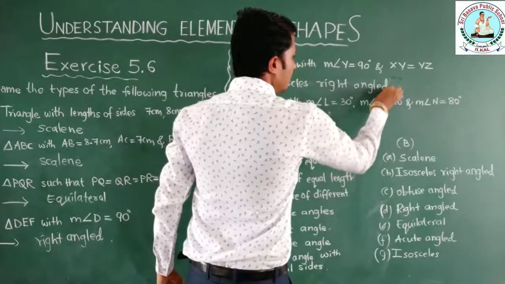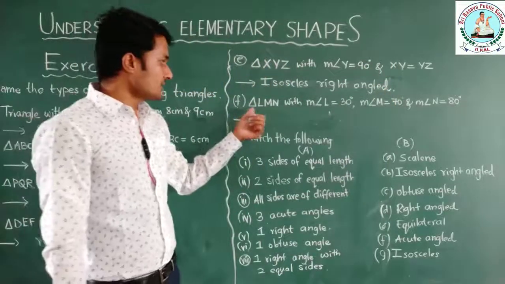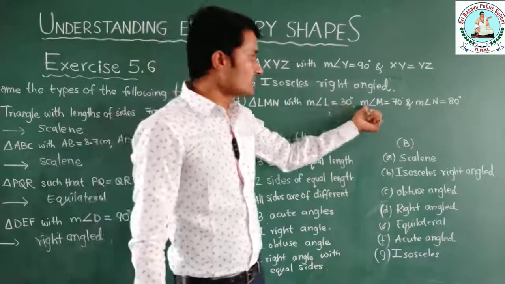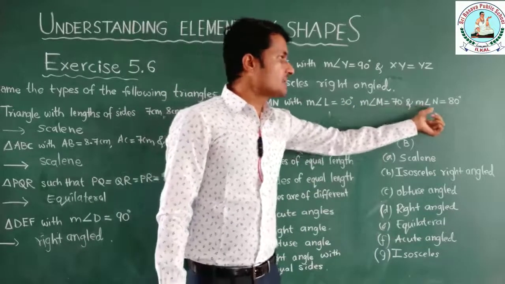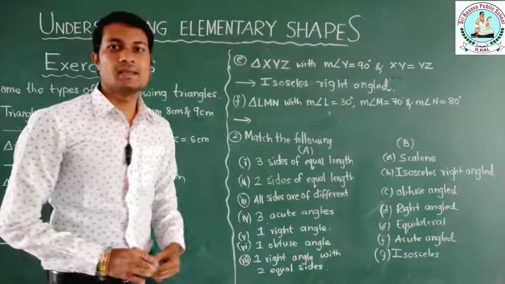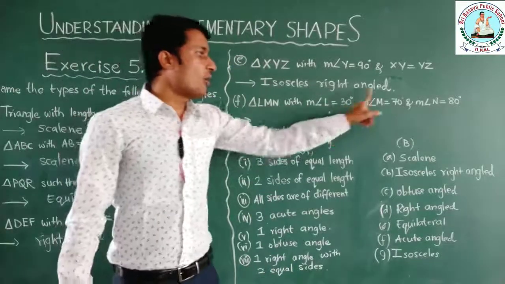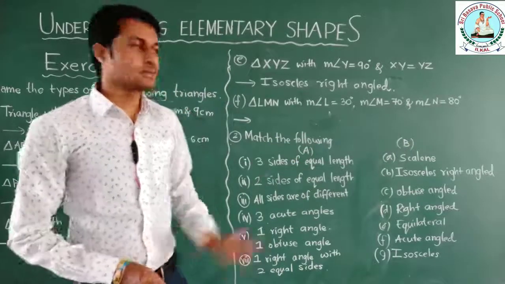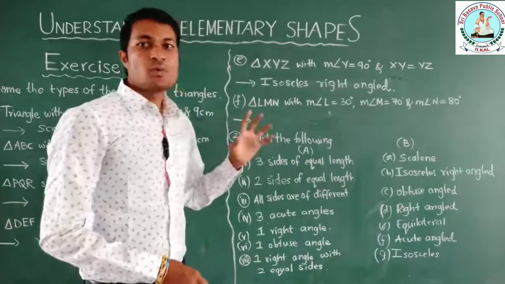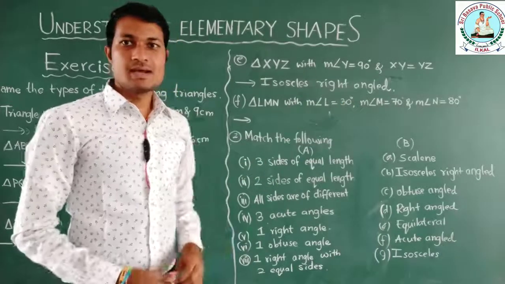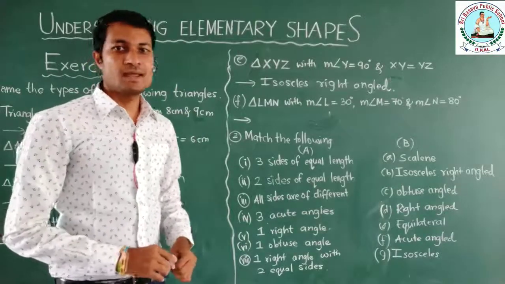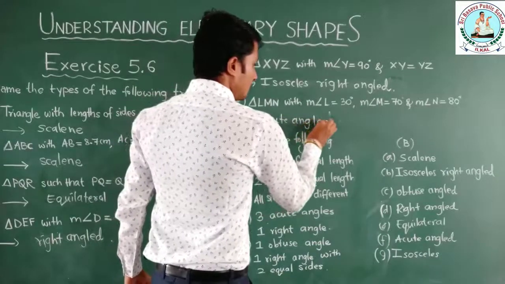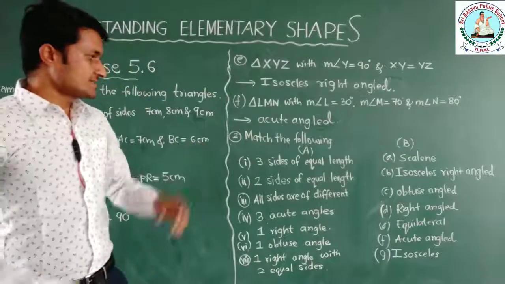Isosceles right angle triangle. Then the next statement reads: in the triangle LMN with the measurement of angle L that is 30 degrees, angle M that is 70 degrees, and angle N that is equal to 80 degrees. So here you can say that the measures of all these angles are less than 90 degrees, so they are acute angles. The triangle where all the measures of the angles are less than 90 degrees, such a type of triangle is called acute angle triangle.